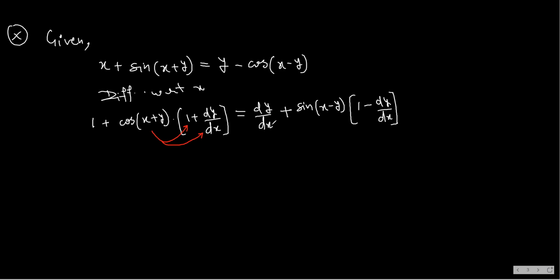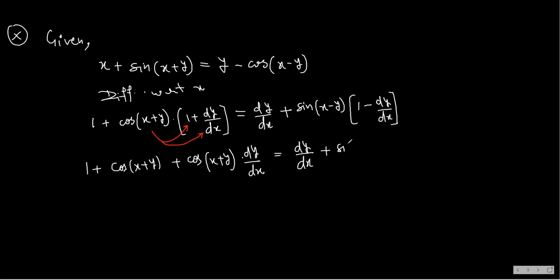So you will try making that as a single term of dy by dx. So the next step you get is, here you get 1 plus cos(x+y) plus cos(x+y) dy by dx. You get here cos(x+y) into 1, and then plus cos(x+y) into dy by dx, equals to dy by dx, and this sin(x−y) will also multiply inside the bracket. So it is plus sin(x−y) minus sin(x−y) dy by dx.